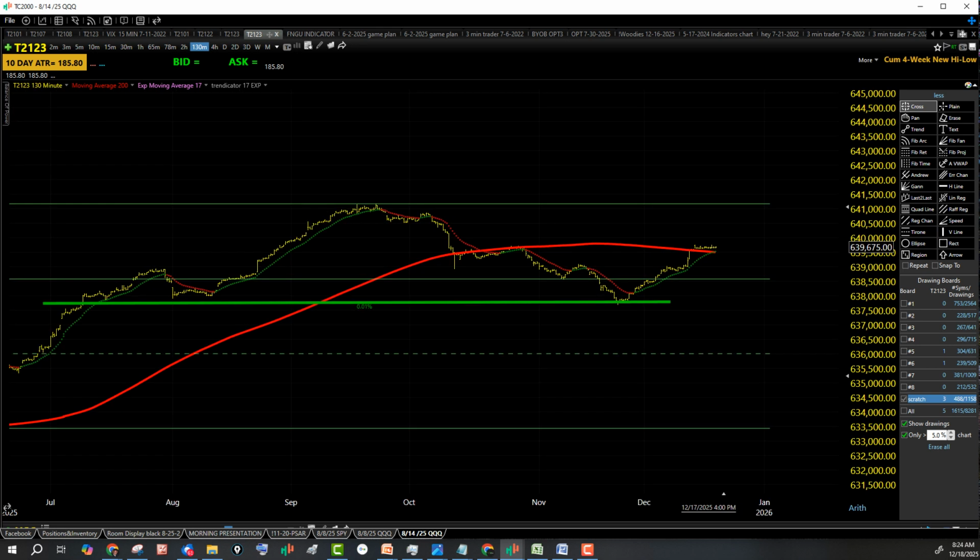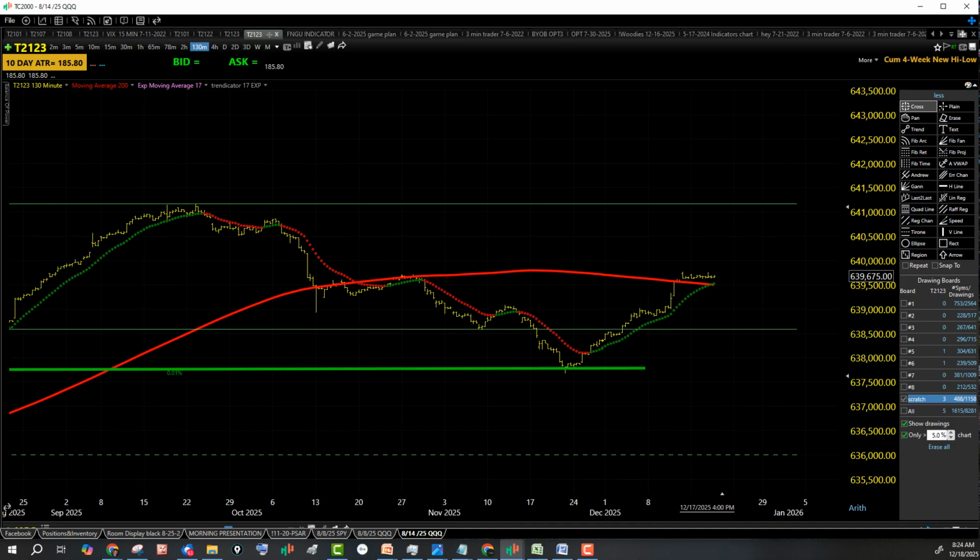Okay, we got a high here. And we made a higher high and in an uptrend, and we're over the neckline. We're over the 200 SMA, the flat 200. So we're bullish and in an uptrend on the 3-bar chart for T2123.